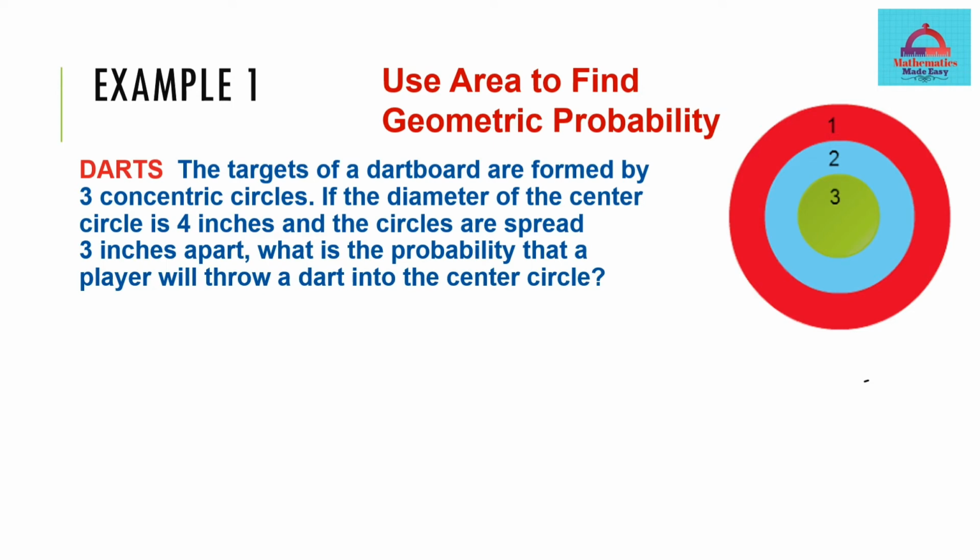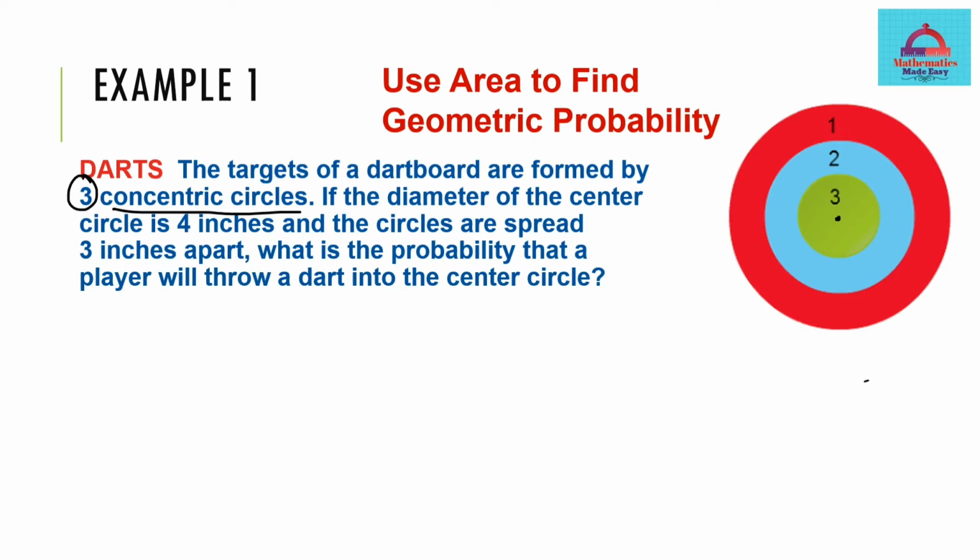Okay, so let's read the problem now. We are going to use the concept of geometric probability and area to solve this problem. So the targets of a dartboard are formed with three concentric circles. That means they have the same center. This is the center. We have taken the three circles 1, 2, 3 and we have colored the regions with different colors, red, blue and green.